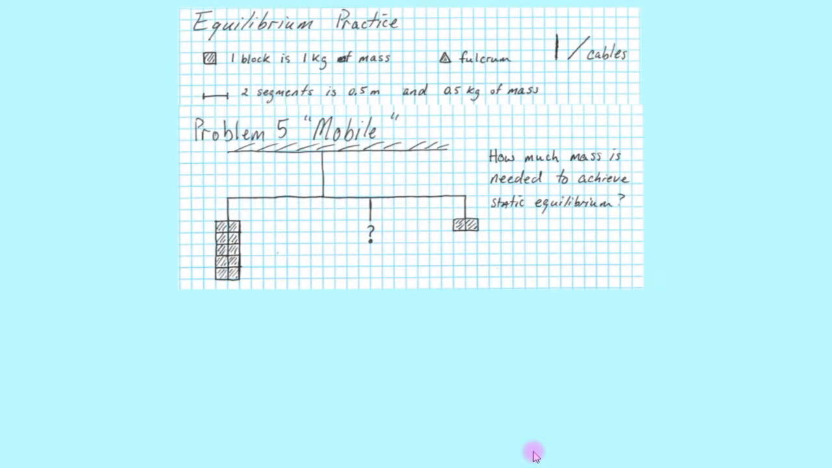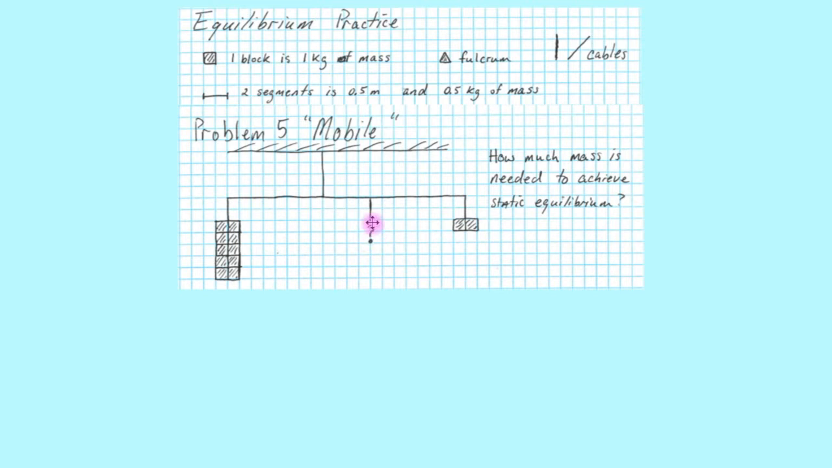Alright, in this example we're looking at a mobile, basically an artistic structure that's hung from the ceiling, roof, or something of that nature. And in this case we have a rope hanging at a certain point with a large 10 kilogram mass hanging on the left side, a 2 kilogram mass hanging on the right side, and a mystery mass that has to be suspended from that location.